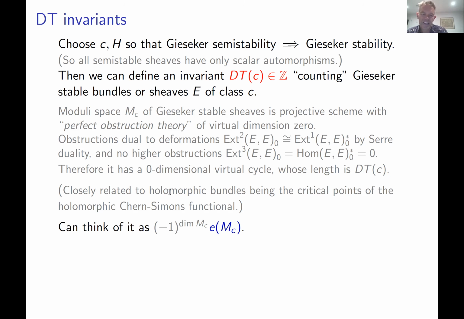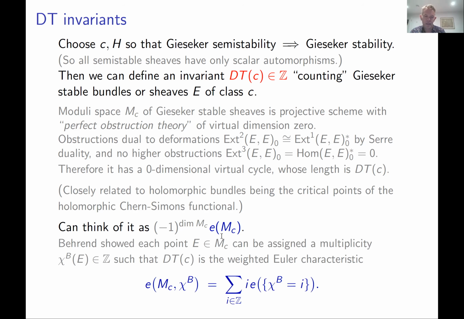So it's not quite true. For starters, there might be a sign there, and there's something slightly more technical that is true. But for the purpose of this talk, you can think of the DT invariant as just saying, take the moduli space of stable sheaves and take its topological Euler characteristic. And for the purposes of this talk, we'll just do that. In reality, it's something slightly more complicated, given by this formula of Behrend. But the complications in this formula all come out in the wash. Anything you can do for the easy formula, you can do for the complicated formula.